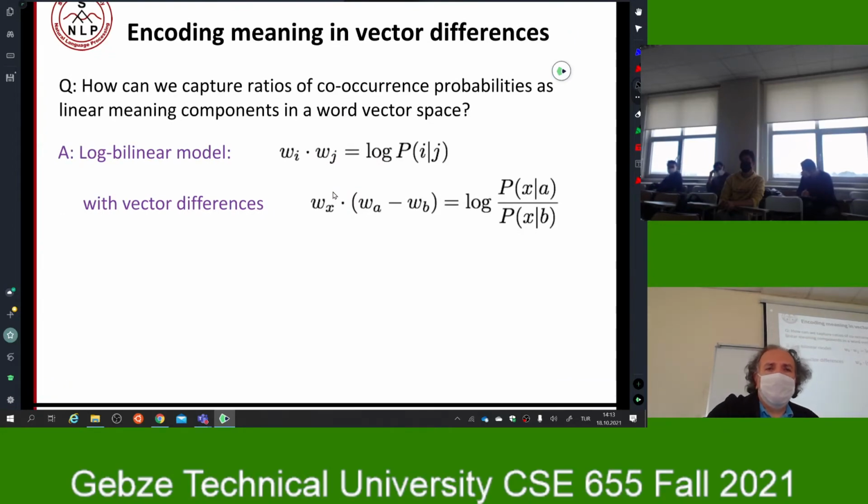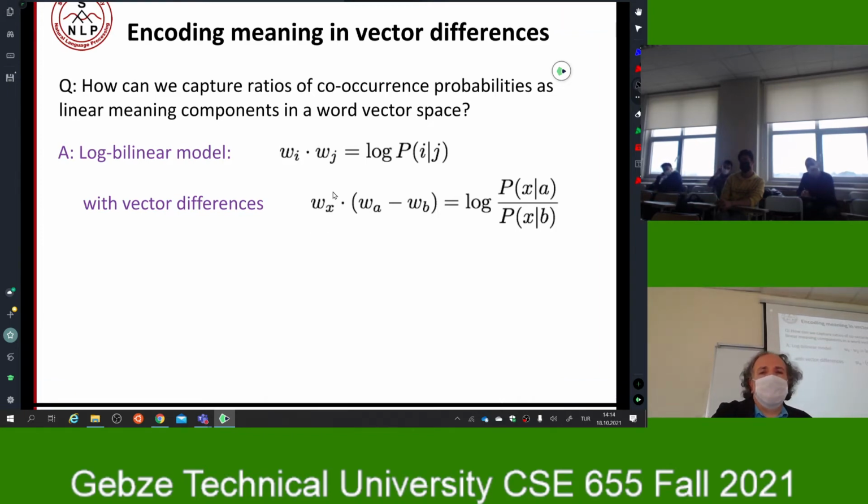So in a way, remember we used to calculate the dot product of those two vectors and try to maximize it. Now we are doing this, between A and B on a third word X.